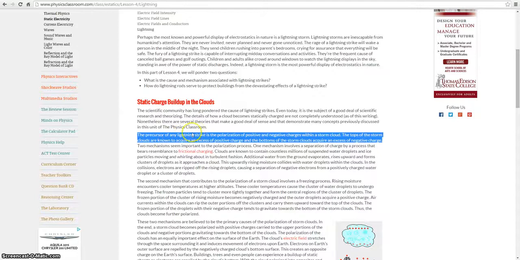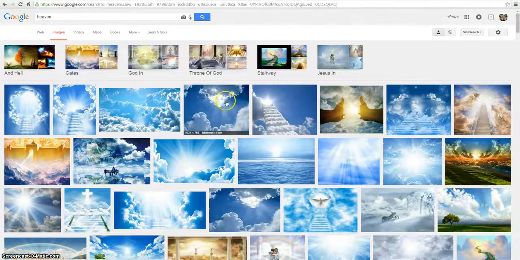Okay, now. A lightning strike. Okay, let's read it. The precursor of any lightning strike is polarization of a positive and negative charge within a storm cloud. The tops of the storm clouds are known to acquire excess positive charge, and the bottom of the storm clouds acquire an excess of negative charge. Positive going up, negative going down. Lightning goes downward. Okay, and that's how I believe a lot of life was created, but that's another story.